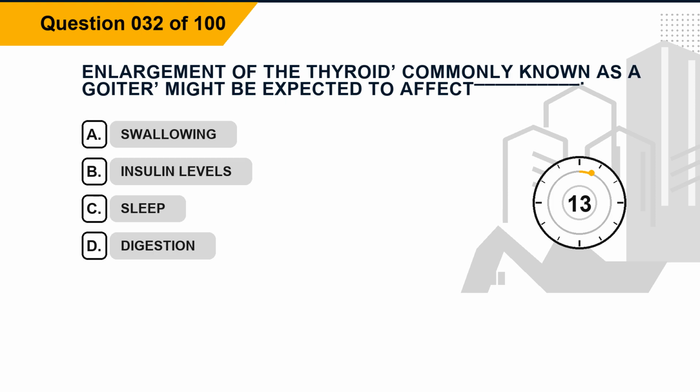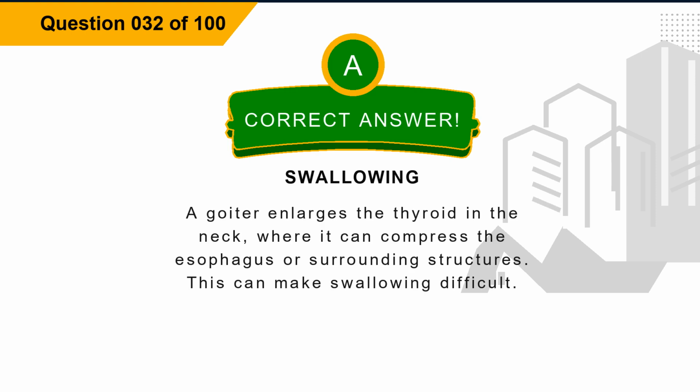Question 32. Enlargement of the thyroid, commonly known as a goiter, might be expected to affect blank. Option A, swallowing. Option B, insulin levels. Option C, sleep. Option D, digestion. The correct answer is option A, swallowing.